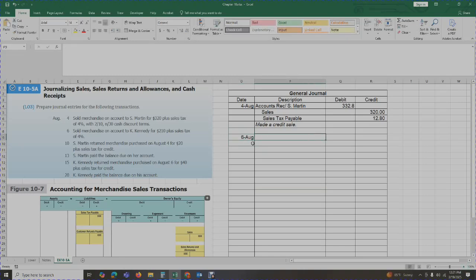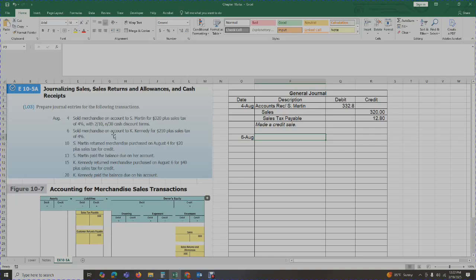We sold merchandise on account, this time to K. Kennedy, for $210 plus sales tax of 4%. Now, we see here to Kennedy, we didn't offer any discounts. For Martin, it says here that if they pay within 10 days, they'll get a 2% discount. If not, the balance is due within 30 days. That is what the 2/10 net 30 means. The first number means the discount that you're going to get if you pay within 10 days. If you don't pay within 10 days, then you don't get any discounts, but you still have to pay the balance within 30 days.